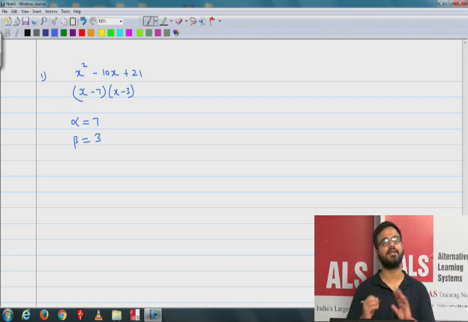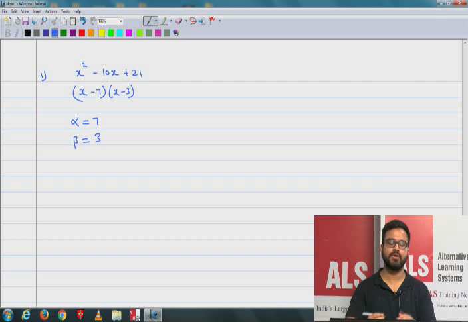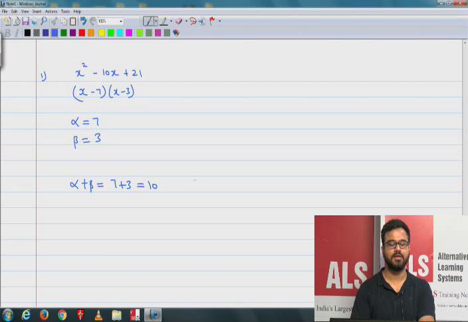All of you are getting 7 and 3 as the zeros? Raise your hand. Okay, that's great. So most of the part is already done. Now you just have to show the relationship. So first we will show alpha plus beta, that is 7 plus 3, which is equal to 10. And you know alpha plus beta we have to show as minus b upon a. So what will we write? This 10 can be written as minus of minus 10 over 1. And minus 10 is nothing but the coefficient of x, which was b.